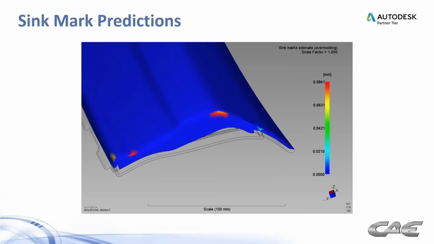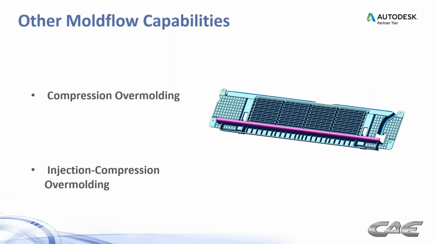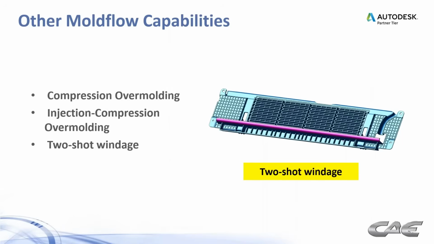We also have the ability to show sink marks, just like we do on a single shot analysis. It used to be in 2-shot you couldn't show the overmold sink marks, but now we can. And then other Moldflow capabilities include compression overmolding, injection compression overmolding, and 2-shot windage analysis. That's something that we're dipping our toes into a bit here.